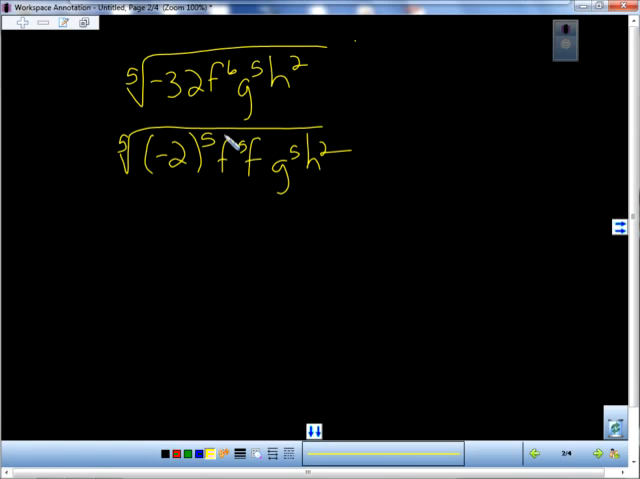So the 5th root of negative 2 to the 5th is just negative 2. The 5th root of f to the 5th is f. This f is going to stay inside the root. The fifth root of g to the fifth is g. And we have an h squared left. So I take the fifth root of f times h squared.